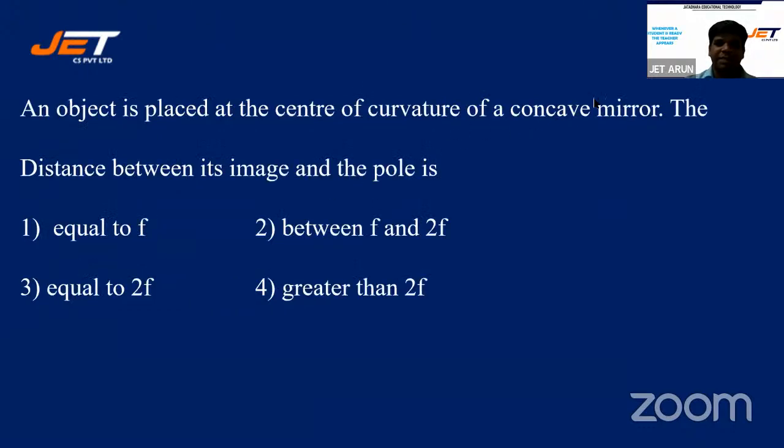An object is placed at the center of curvature of a concave mirror. The distance between its image and the pole is equal to f, between f and 2f, equal to 2f, or greater than 2f. Okay, there is a wrong answer as well. Almost everyone has answered right, but there are two answers which are wrong.